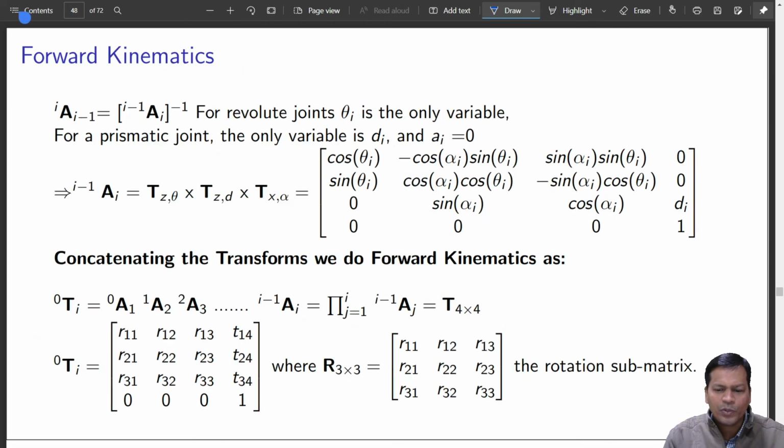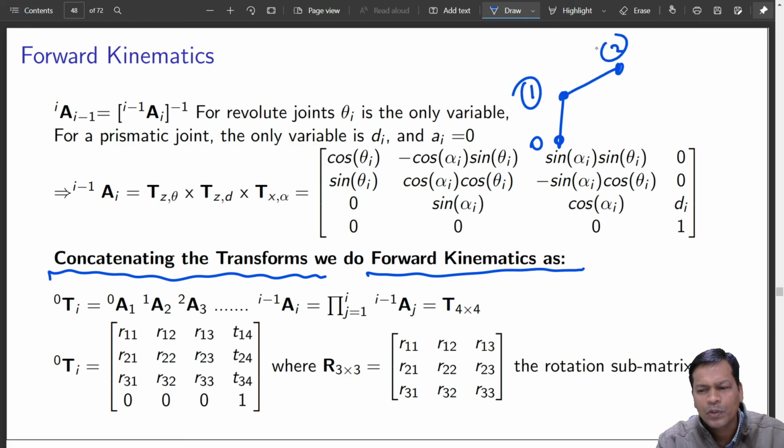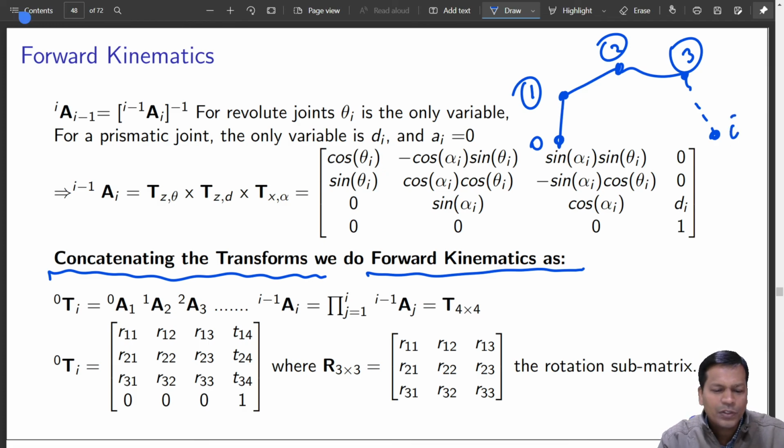Okay, and you can keep on doing that, concatenate that transformation, and we do forward kinematics. So you multiply them all together. So you keep on moving from the robot base, that is 0 to 1, 1 to 2, 2 to 3, and so on and so forth until you reach the end. Okay, so that is the ith link. So that is what I have done. So 0 to 1, 1 to 2, 2 to 3. Finally you take the product of all those, and what you get is a final transformation matrix of the end effector point.